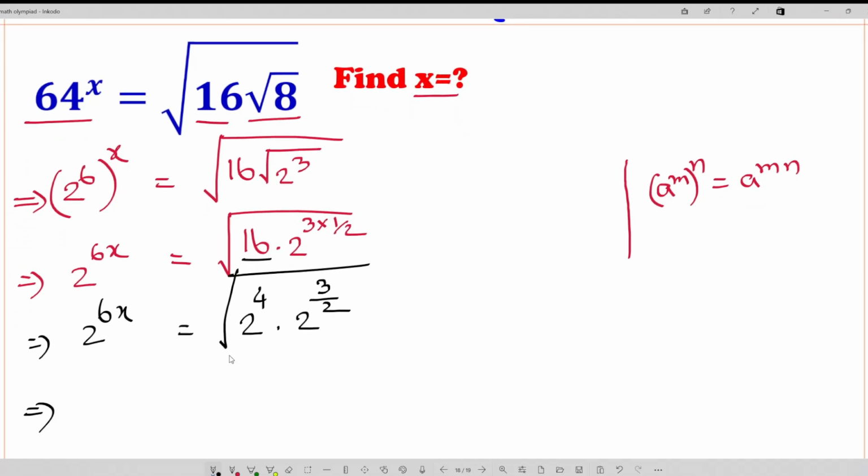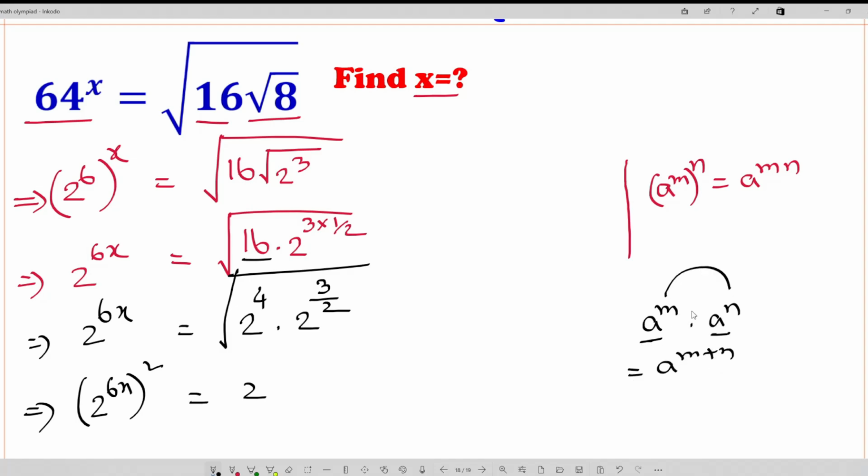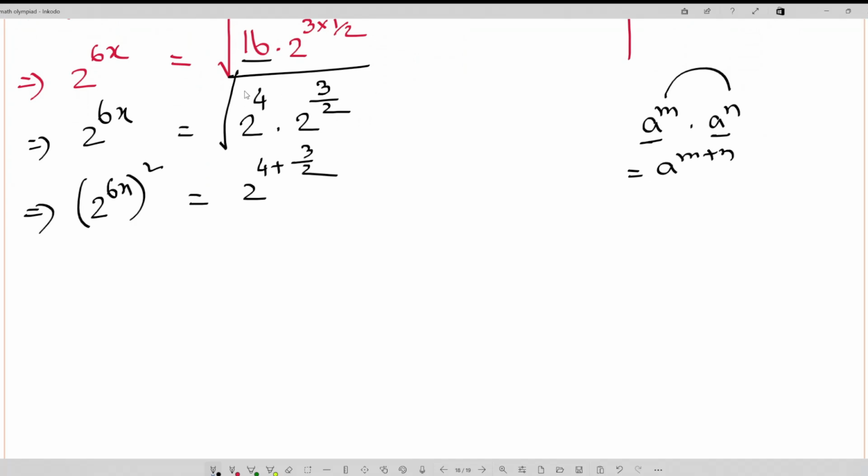Now we can do one thing, we can square both sides. So (2 to the power 6x) whole square equals to 2 to the power, look, we know a to the power m times a to the power n means a to the power m plus n. Why? Because once bases are the same, in a product the powers will be added. So here is 4 plus 3 by 2, and for squaring, this root will be out. So we can write square both sides.